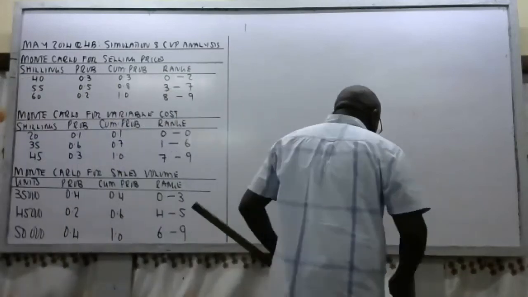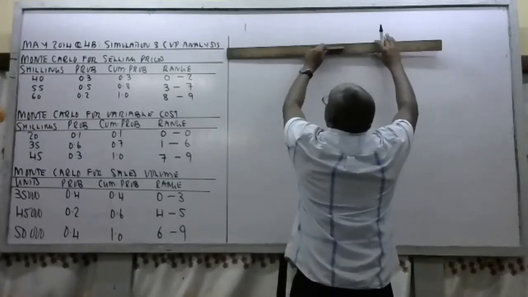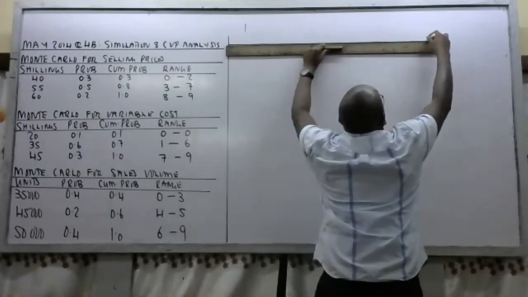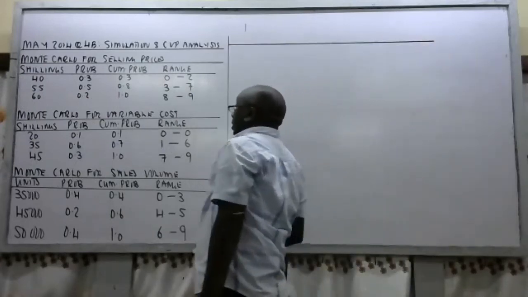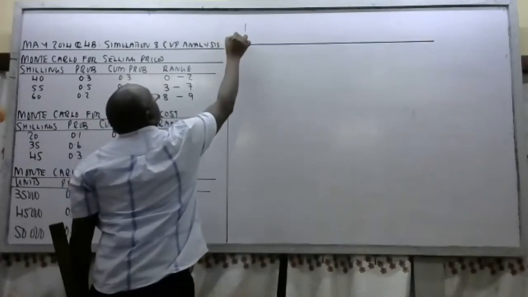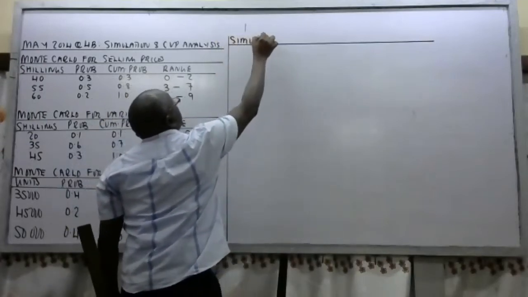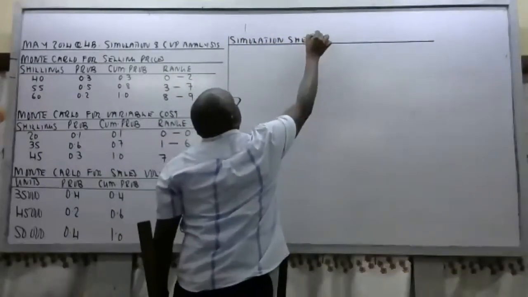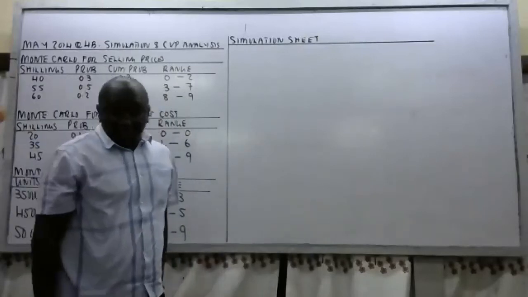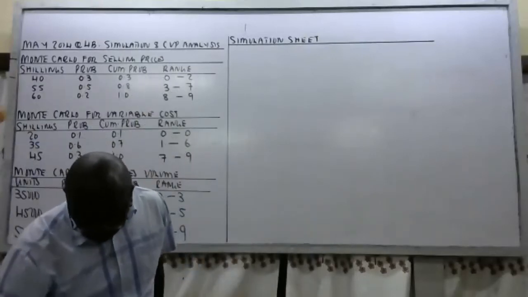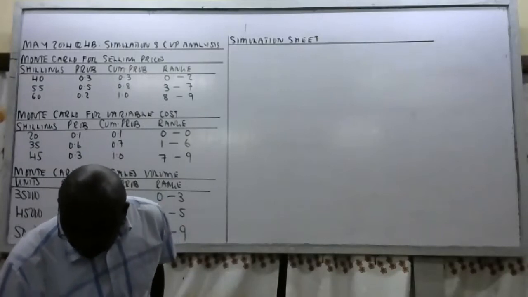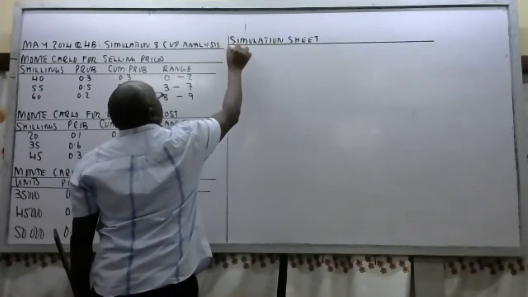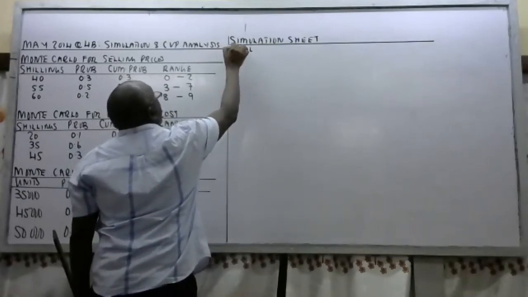So let us now design the simulation sheet. Now, in the simulation sheet, we are told to do 25 trials. So I will have trial number.